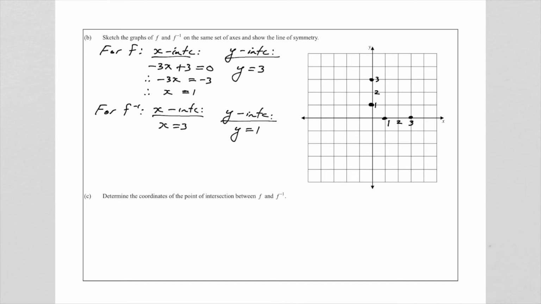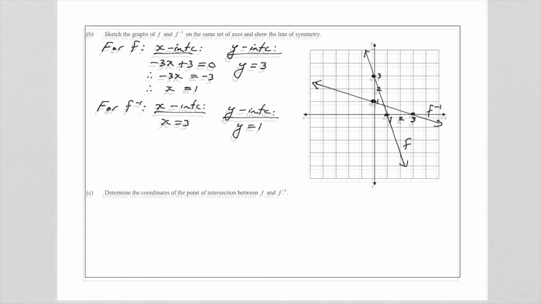So let's just draw those 2 lines. So as you can see now, we have the 2 lines. This one, function f, where the x-intercept is at 1 and the y-intercept at 3. And then the inverse function right here, and the y-intercept at 1 and the x-intercept at 3. Also remember to label your functions, that this f to the minus 1 refers to the inverse function of f, and this one is called f.